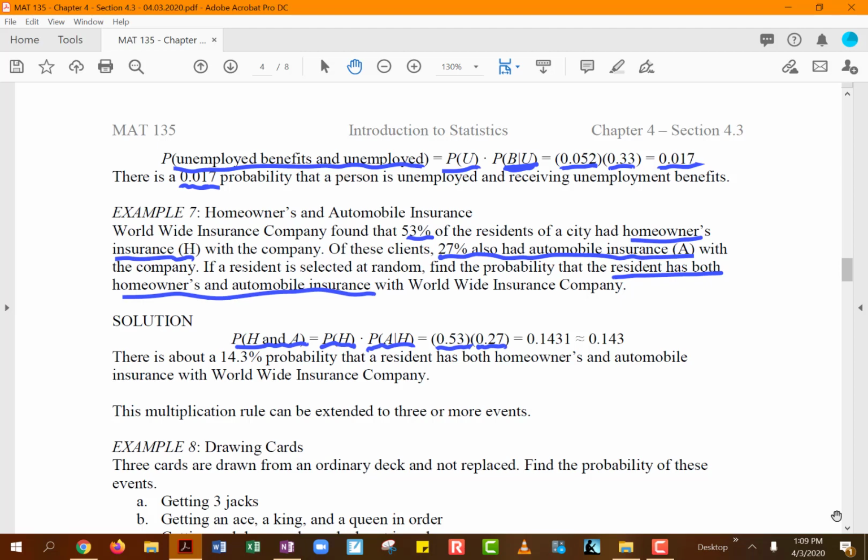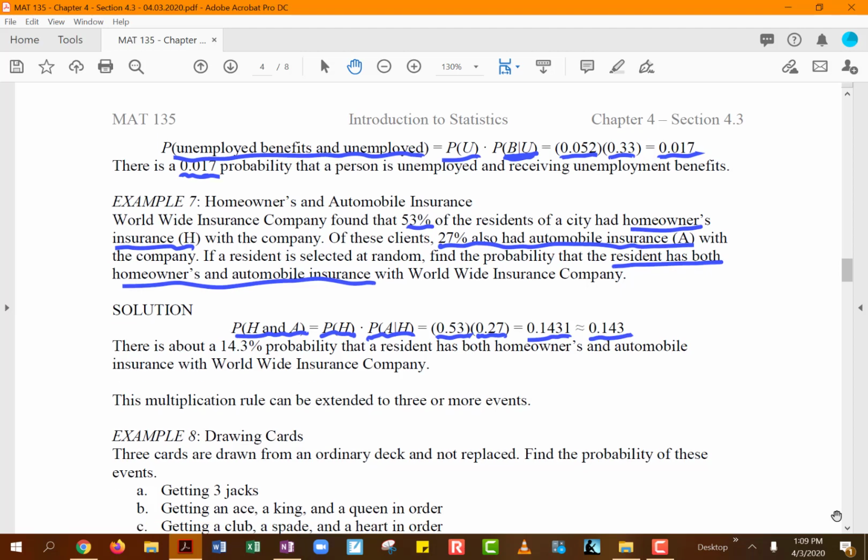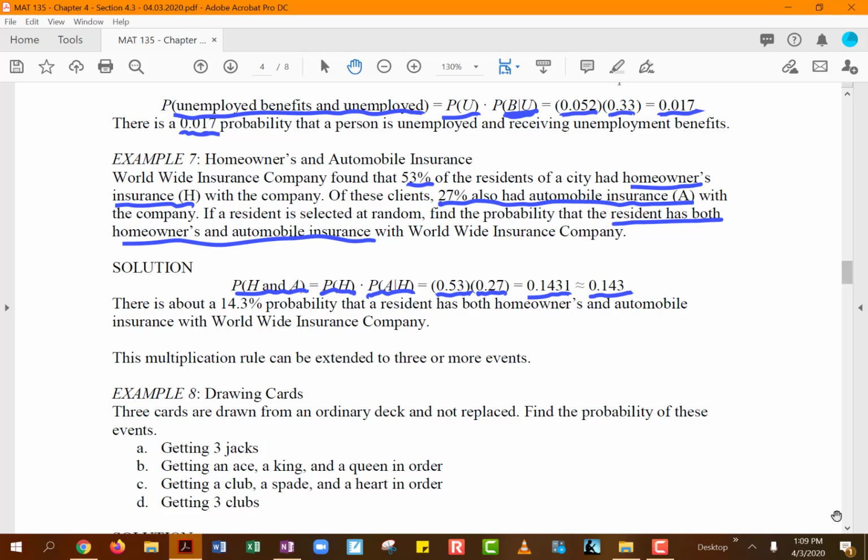So when we multiply, you get 0.1431, and rounding it to 3 decimal places, you basically just get 0.143, right? So we're saying about a 14.3% probability that a resident will have both homeowners and auto insurance, right?